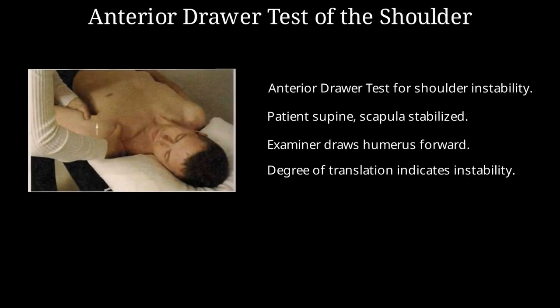The anterior draw test is performed with the patient supine. The examiner stabilizes the scapula and draws the humerus forward. The amount of anterior translation indicates the degree of instability.